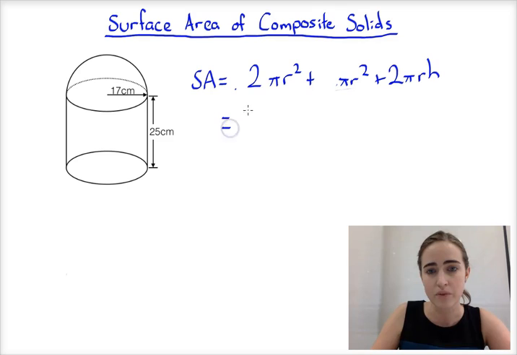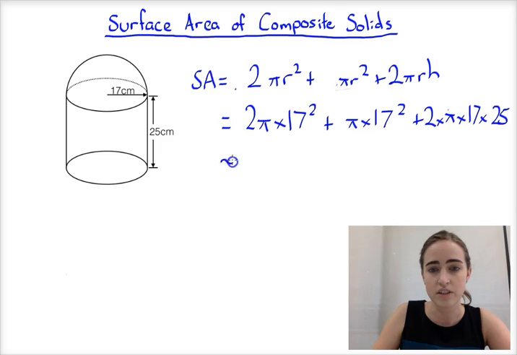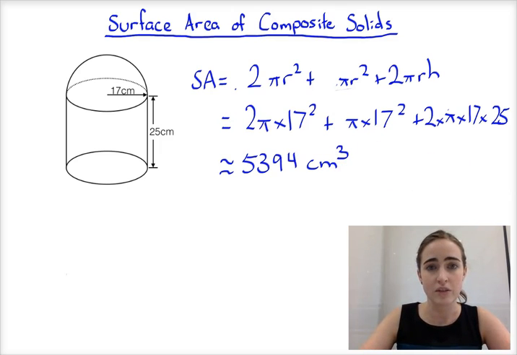So what that's going to become when we put in all our numbers is going to be 2 pi times 17 squared, because that's our radius, plus pi times 17 squared, plus 2 times pi times 17 times our height, which is 25. And when you pop that all into your calculator, if we round it to one decimal place, we'd end up with 5,394 centimetres cubed.